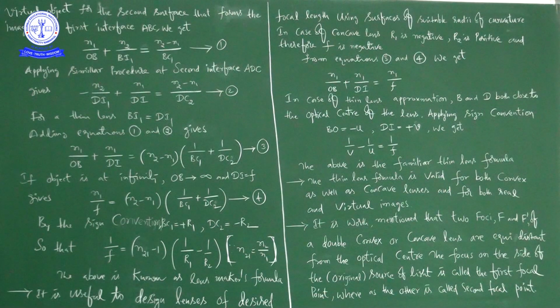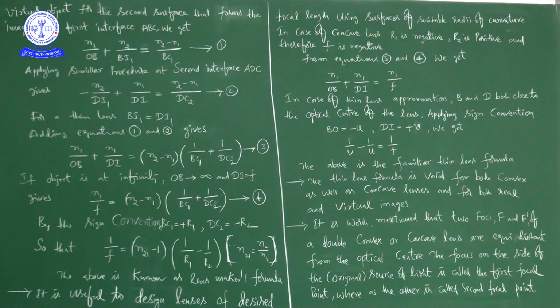The image formation formula is n2 by v minus n1 by u is equal to (n2 minus n1) by R. Right? By applying that formula at the first curved surface, you will get n1 by OB plus n2 by BI1 is equal to (n2 minus n1) by BC1. It is the first equation.